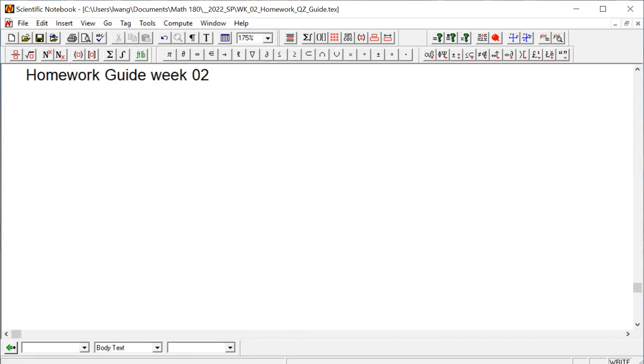Recall that in the homework guide, we reviewed the power, right? Recall the power rules. The power rules include cases like b to the power m.